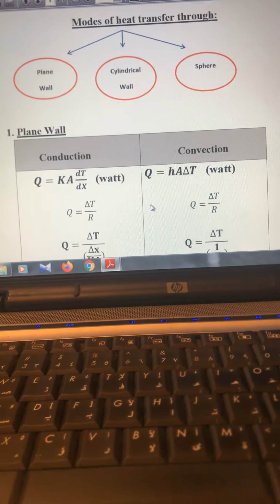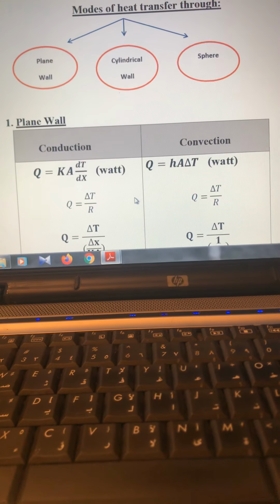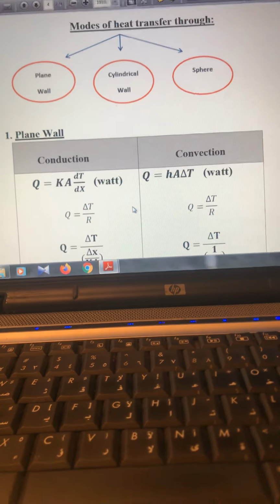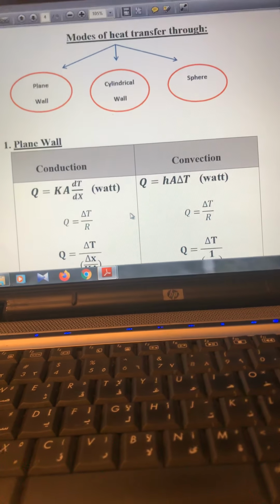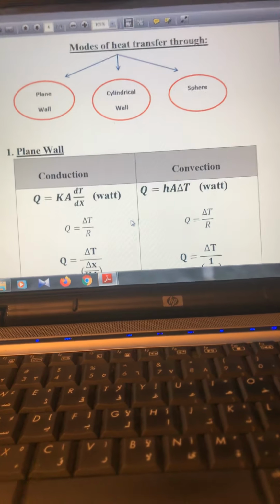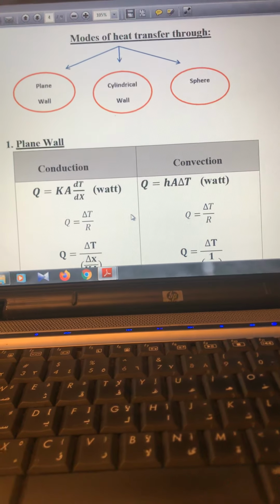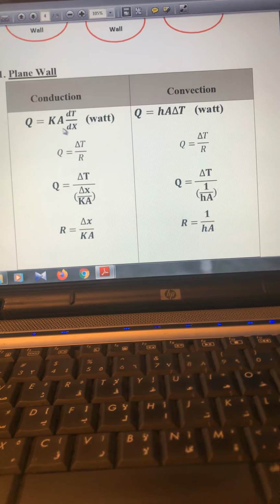So, what are the shapes for the material? As we said, it may be plane wall, cylindrical, sphere, the shape for it, the modes. So with the first sheet, we will take the plane wall.